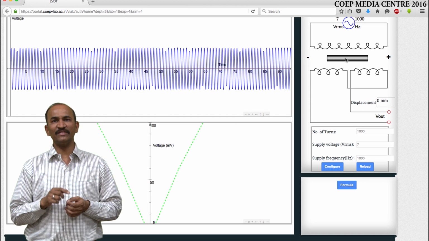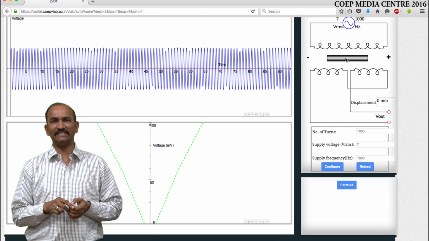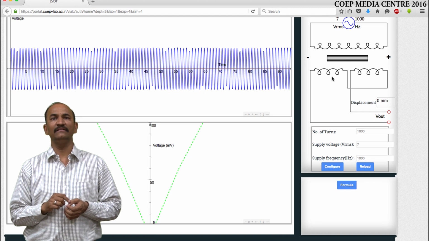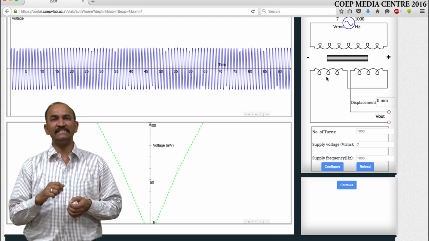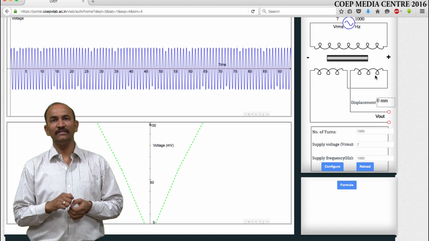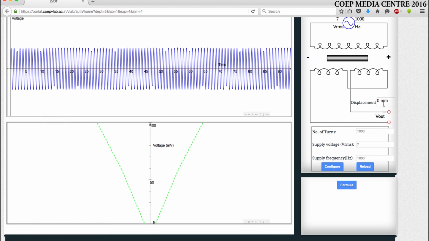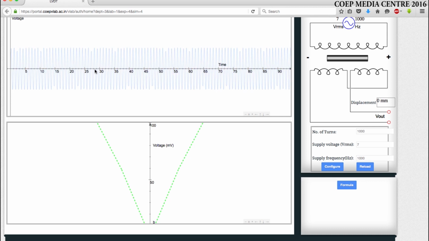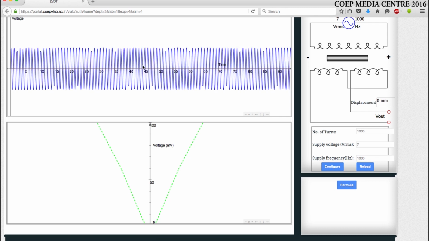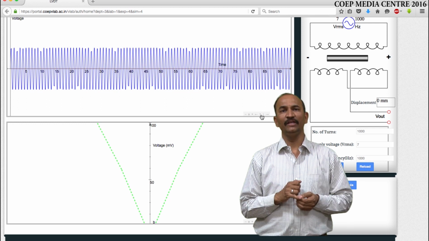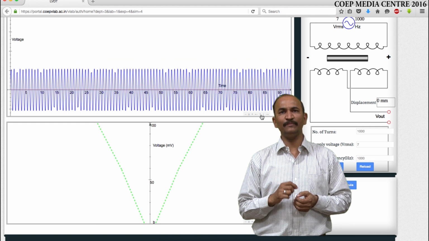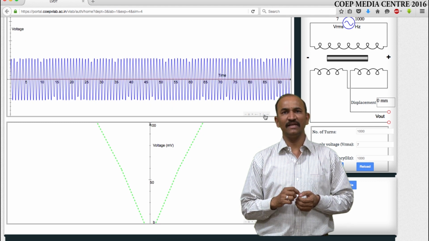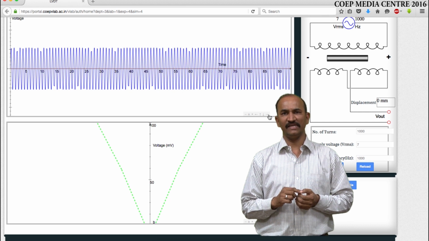Now once the system is configured, the core is kept at center, indicating that the voltage induced in secondary 1 is equal to secondary 2. Hence the effective or output voltage V out would be equal to 0. So the secondary is not seen, only the primary voltage is being seen. Now using these cursors or controls, you can change the positions of the sensors as you are changing in a CRO.